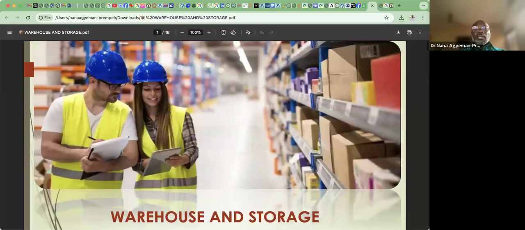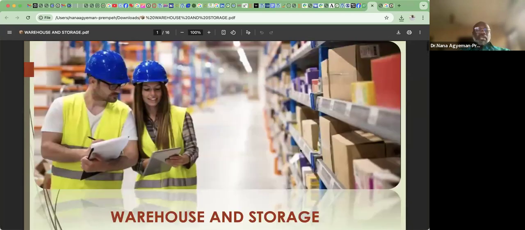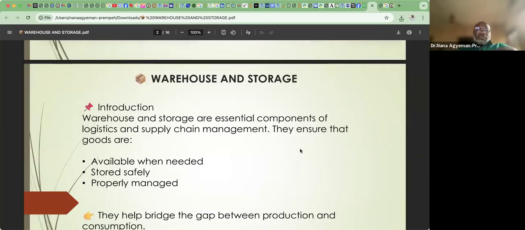Let me see if I can bring that up. It contains quite a bit, and that's fantastic. So this is what the student shared, and that is very commendable. Warehouse and storage, right? I would infuse a few things in there, but it's very comprehensive.